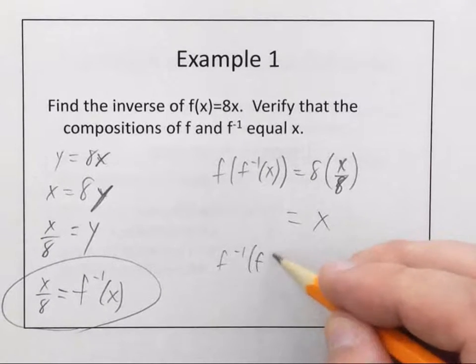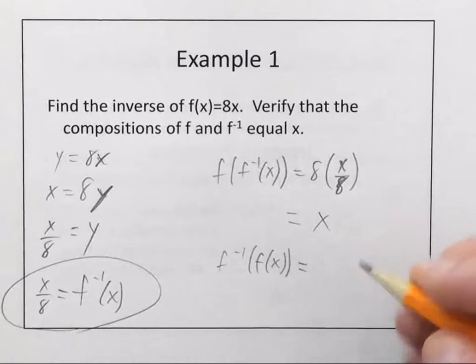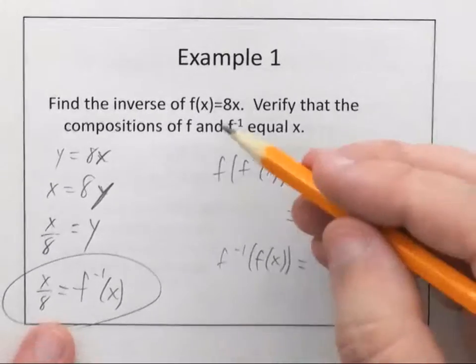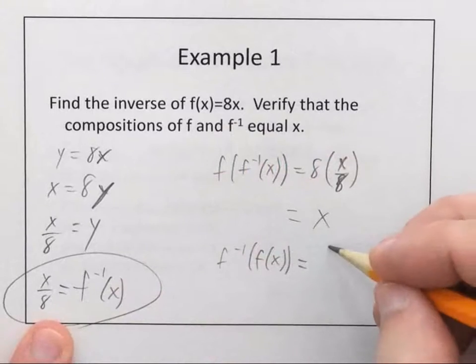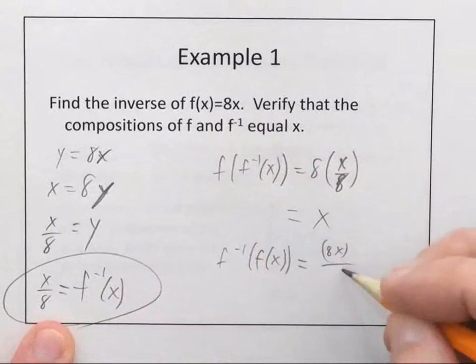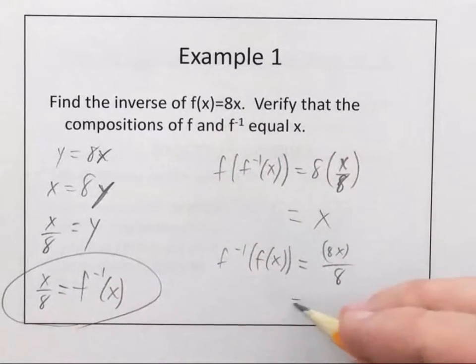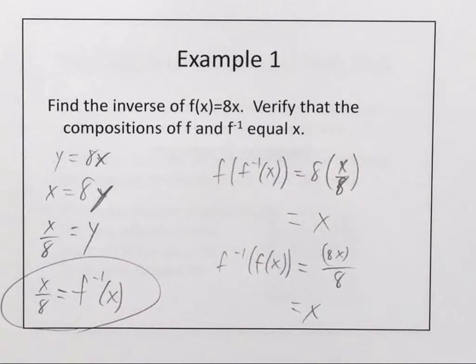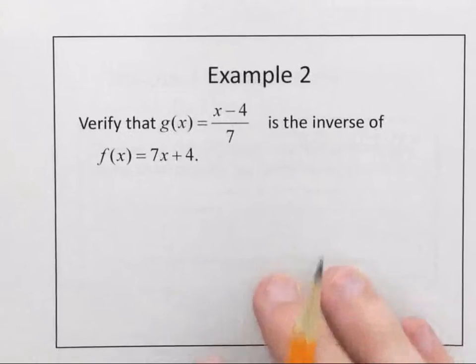The inverse of f of x means I'm going to take this 8x and plug it in for this x, so I end up with 8x plugged in over 8. 8's cancel again, and you're left with x. So that confirms it. So sometimes you're given a function and asked to find the inverse, sometimes you're just asked to do the confirmation.